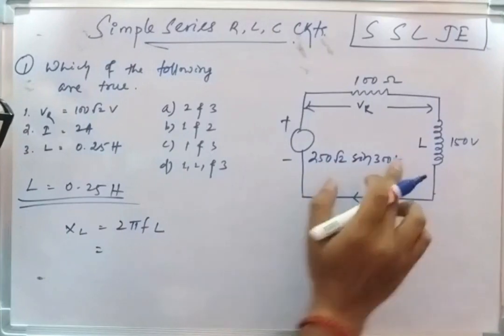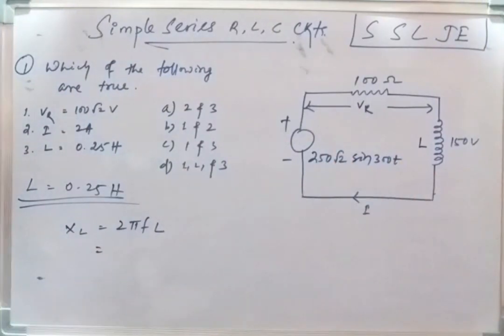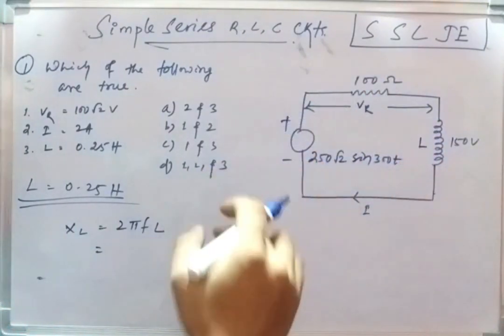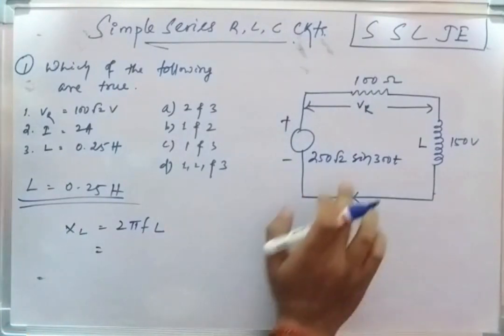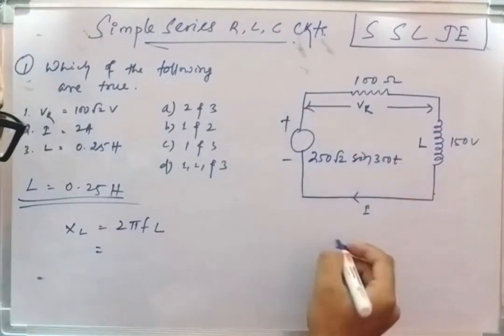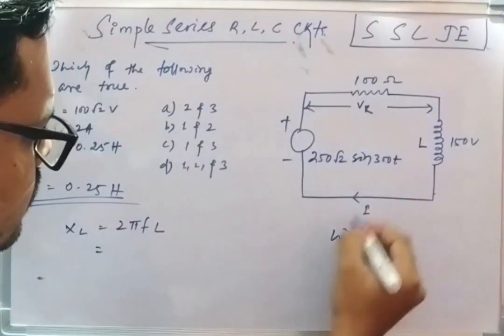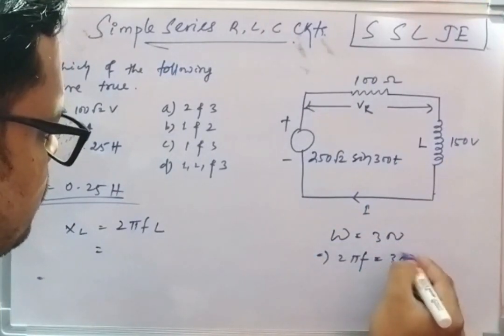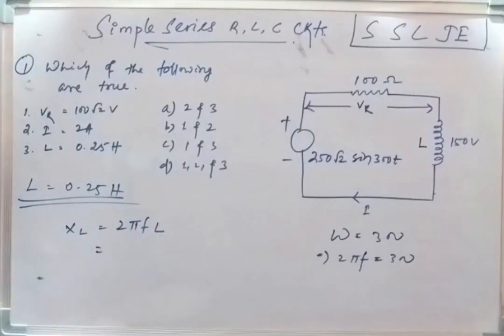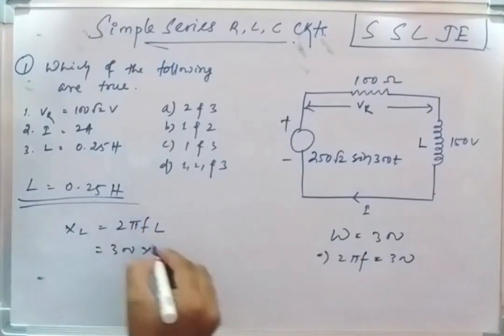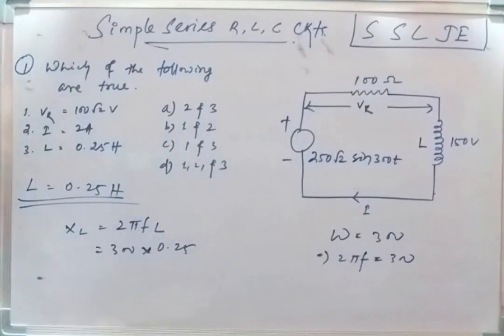And here in this question, if you see the source, there is 250 root 2 sin 300t, and we know we have already studied in the first lecture that sinusoidal waveforms are represented as sin omega t. So here omega is 300. From this diagram, we can know omega equals 300, and omega is 2 pi f. So 2 pi f is 300, we have got it. So let us take 2 pi f as 300 and L as 0.25. So this is XL.